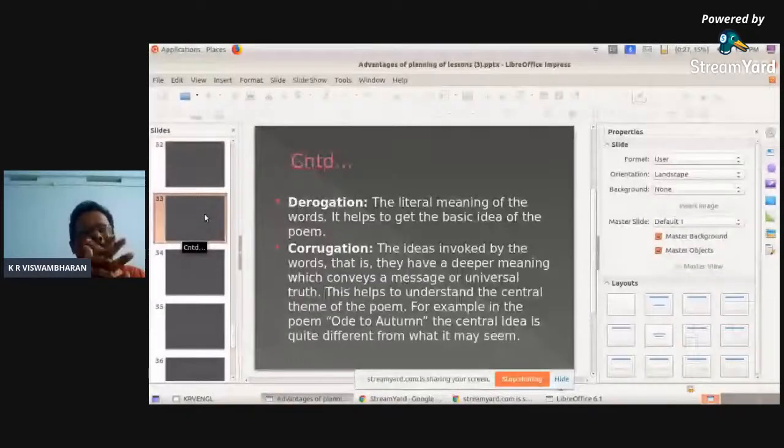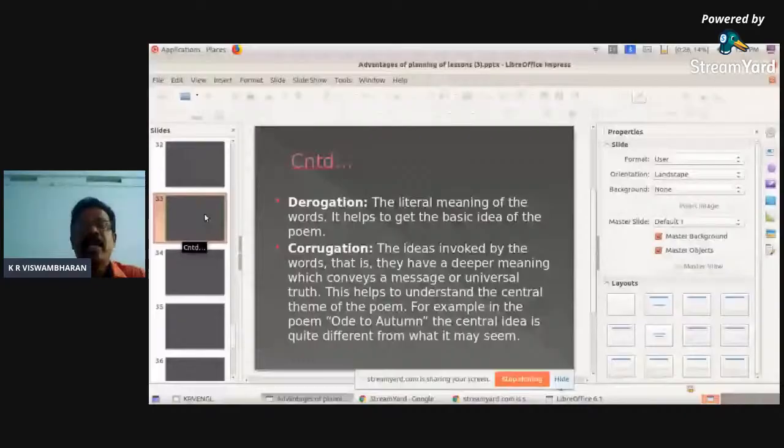I told you about two words. Denotation. What is denotation? The literal meaning of the words. What is actually the word literally means. It helps to get the basic idea of the poem. I told you the theme, the major idea the poet wants to transform. And the denotation is actually the literal meaning of the poem or the words used in the poem.